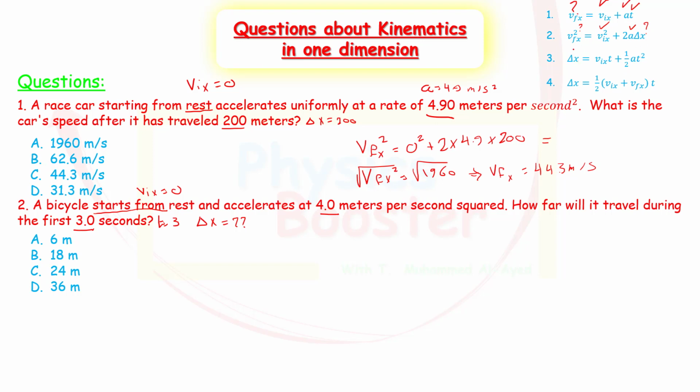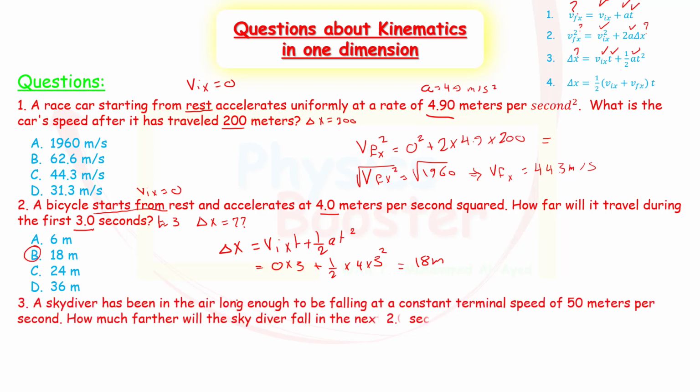Let's try this equation. Delta x is unknown and it's what we are looking for. V initial x, we have it. The time, we have it. The acceleration, we have it. So the best choice is equation 3. We're going to say that delta x is equal to v initial x t plus half a t squared. Now, v initial x is equal to 0 multiplied by time, which is 3, it doesn't matter, plus half multiplied by the acceleration, which is 4, multiplied by 3. Do not forget the squared. So it's 3 squared. In other words, the answer will be equal to 18 meters. So choice B.